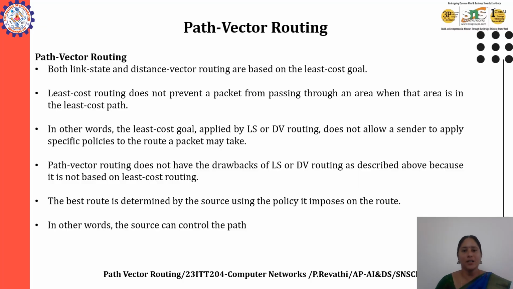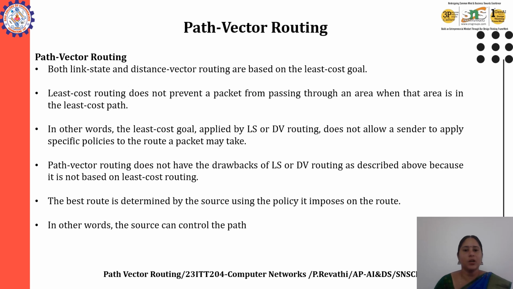So we have already seen how link state and distance vector routing work. They basically try to find the least cost path through the network, but that is not always ideal, right? Sometimes the shortest path is not the best one, especially when you care about things like trust, reliability, or specific policies. That's where path vector routing comes in.